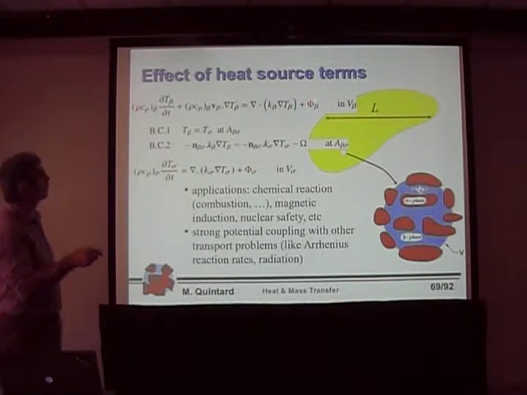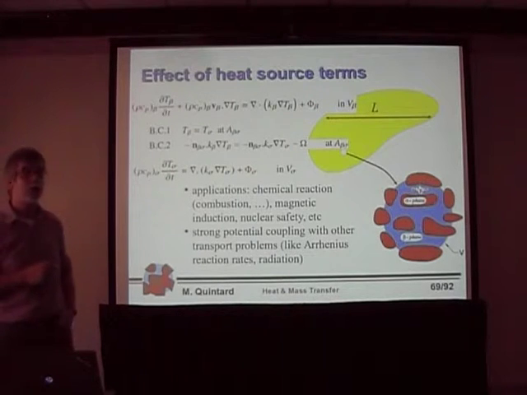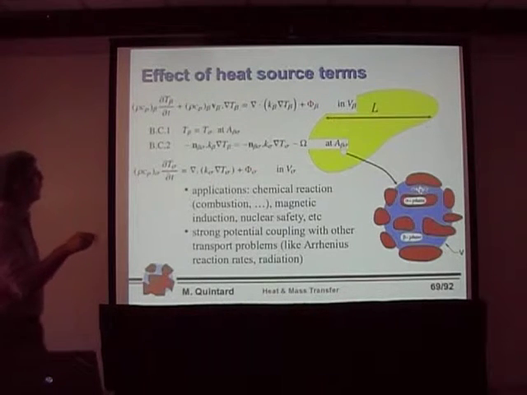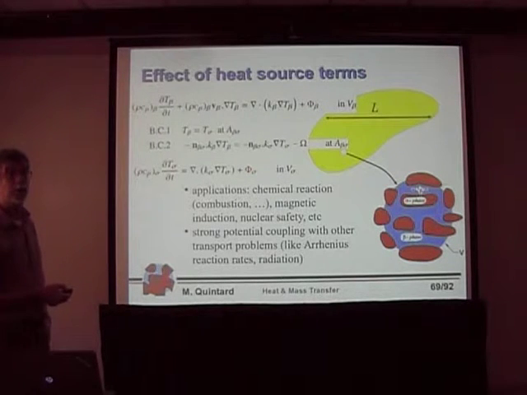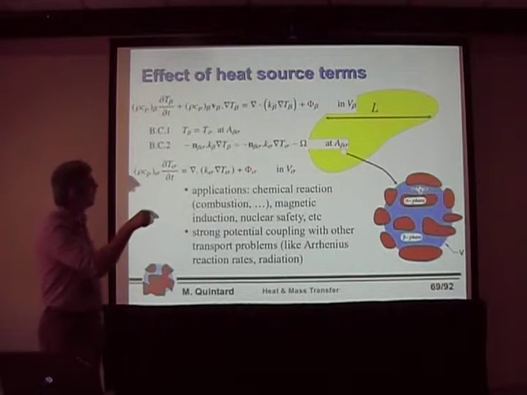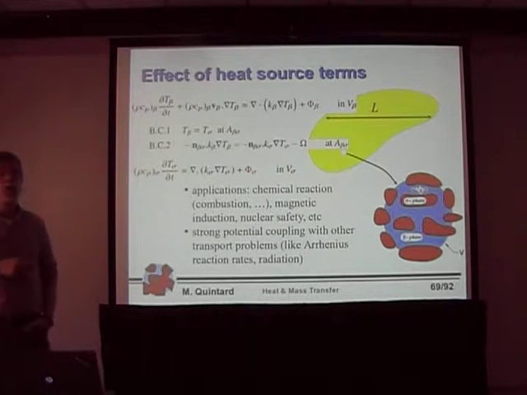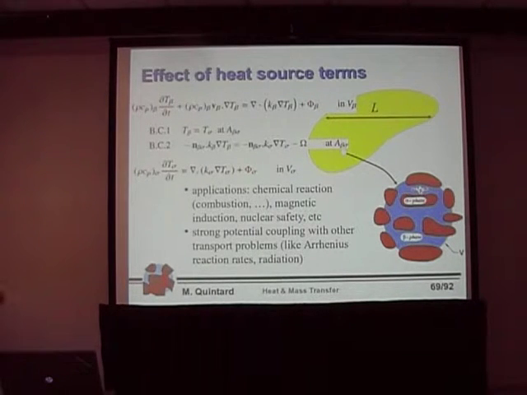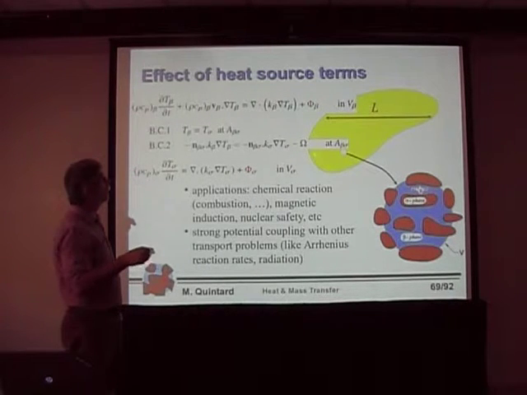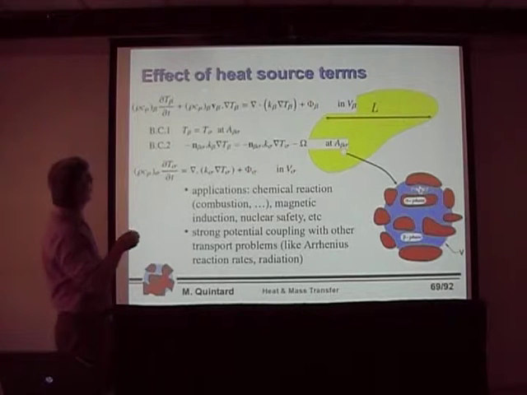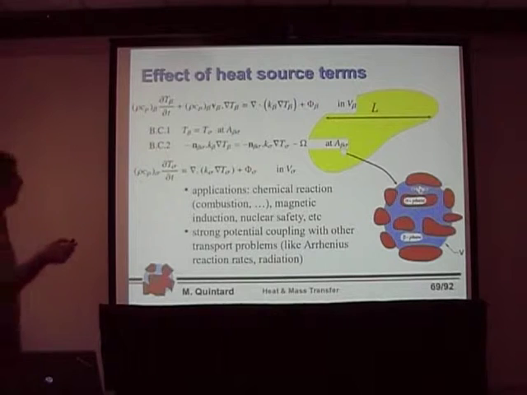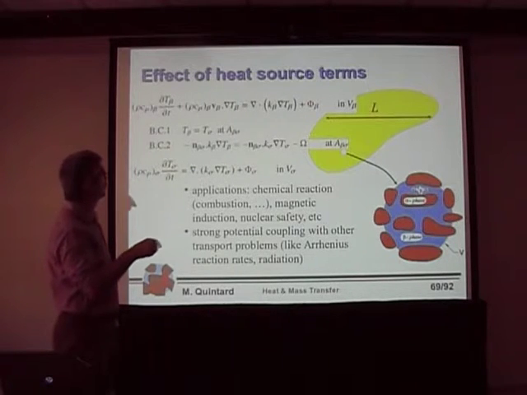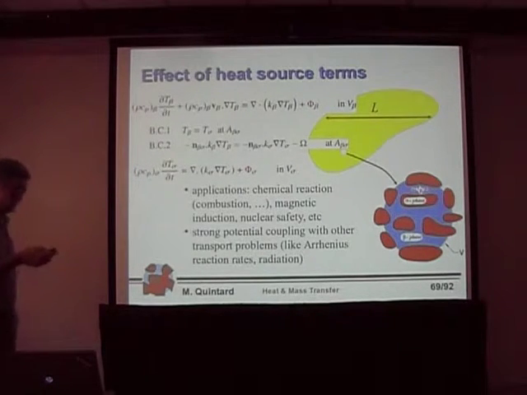And I have two types of sources. I have homogeneous sources because, for instance, of nuclear radioactive decay, and I may have heterogeneous sources. They are generated through some combustion, for instance, or magnetic induction at the interface between the two phases. So this is what we have studied so far, and now we have an additional ingredient.